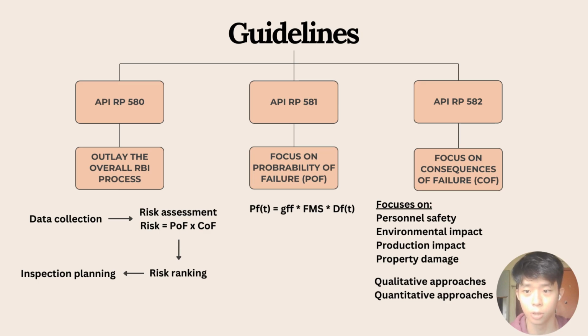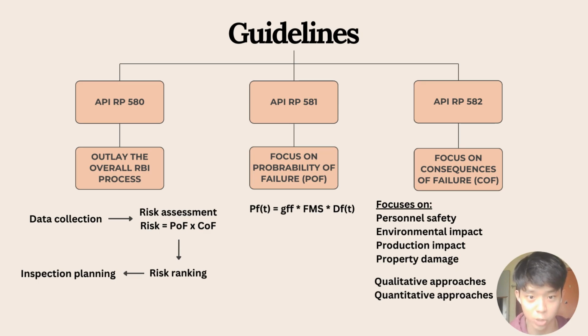Next, let's take a look at the guidelines of RBI. There are three major guidelines, which are American Petroleum Institute Recommended Practice, short for API RP, 580, 581, and 582. API RP 580 outlines the overall process of RBI, from data collection to risk assessment to risk ranking to inspection planning. The risk equals the probability of failure times the consequence of failure, short for POF and COF. The probability of failure is discussed in detail in API RP 581.